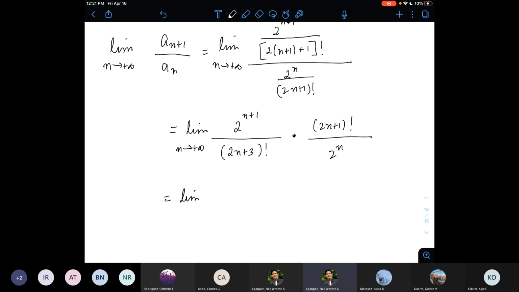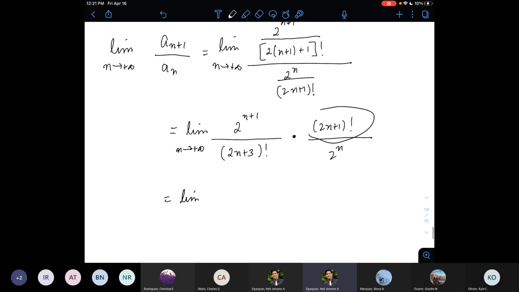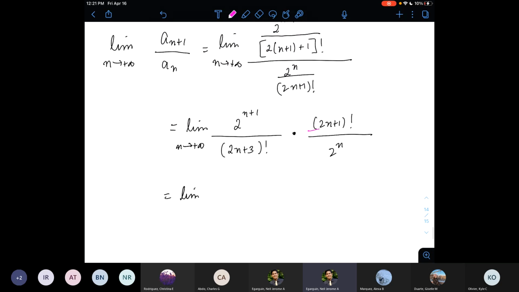Now here's where the nice property of factorials will come into play, because you see that this is the product from 1 until 2n plus 1. This is the product from 1 until 2n plus 3. So you see that most of the factors will cancel out. In fact, everything here will be canceled out. But in the denominator, we are just canceling 1 until 2n plus 1. So that means in the denominator, we'll be left with 2n plus 2 times 2n plus 3, right? After canceling the factorials, that's what we will be left with.